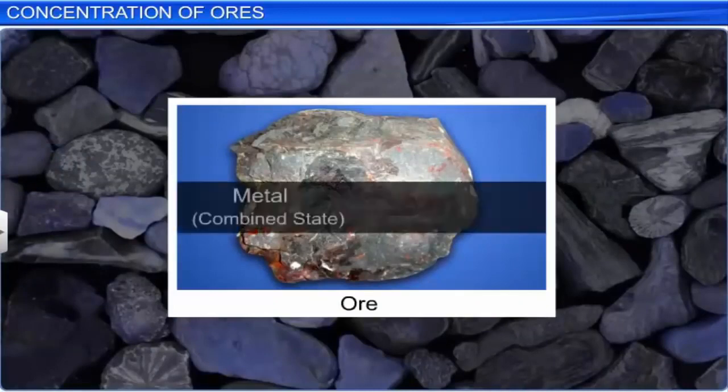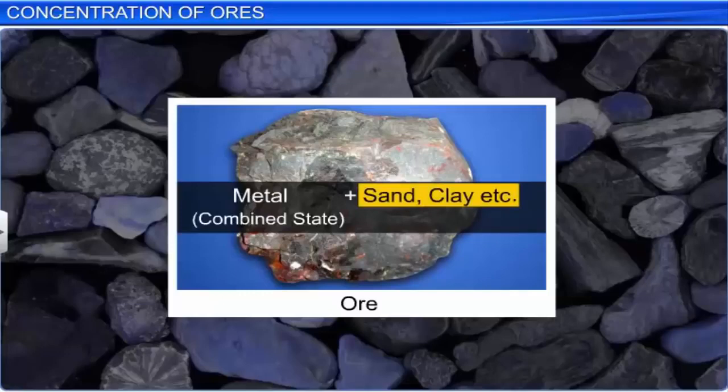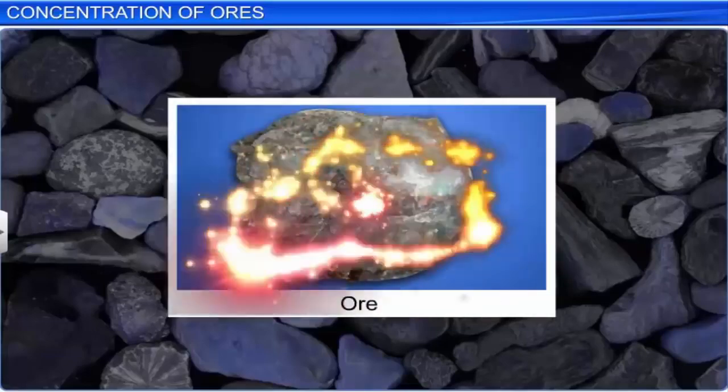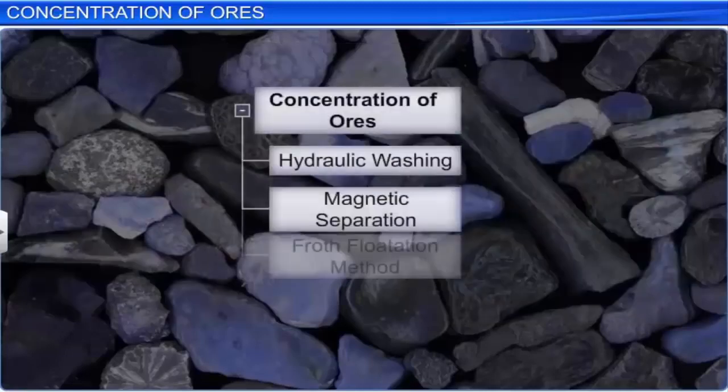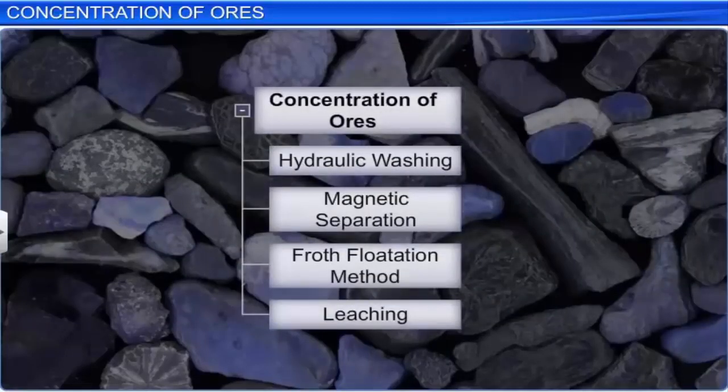An ore contains a metal associated with other undesired substances like sand, clay, etc. These undesired substances are collectively known as gangue or matrix. The process of separating gangue from an ore is known as concentration of the ore. It is also called dressing or benefaction. Metals can be concentrated from their ores using any of these methods: hydraulic washing, magnetic separation, froth floatation, or leaching.